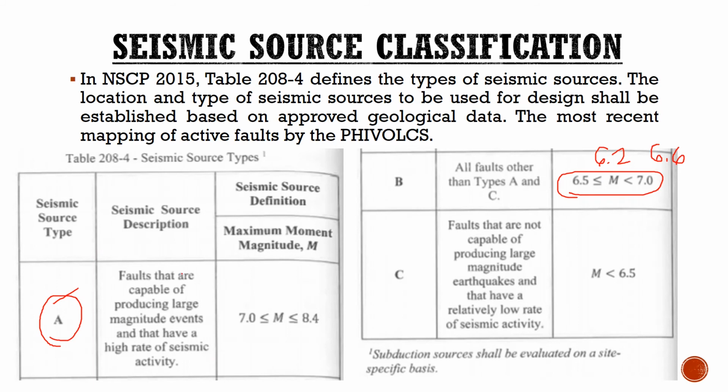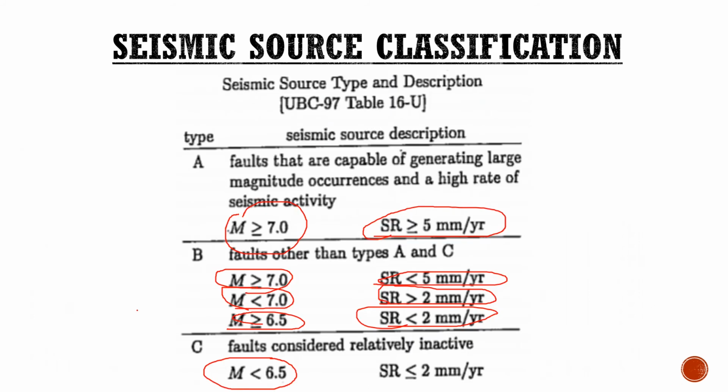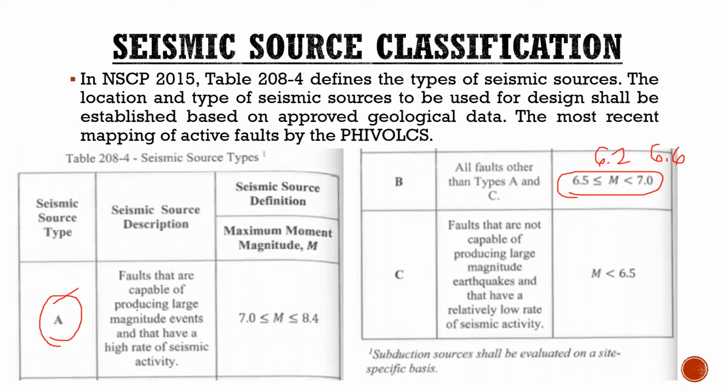Though again, it's up to you as a designer. So guys, the seismic source type A is for greater than 7. The national limitation is until 8.4, because I think 8.4 is the largest magnitude that we have experienced here in the Philippines. So if the maximum moment magnitude falls in this range, then it is A.